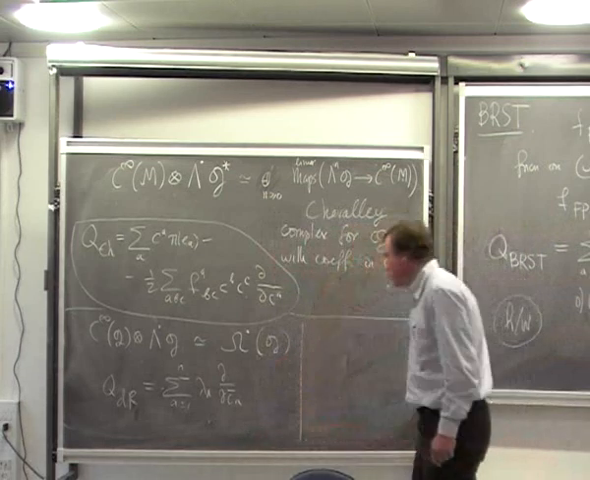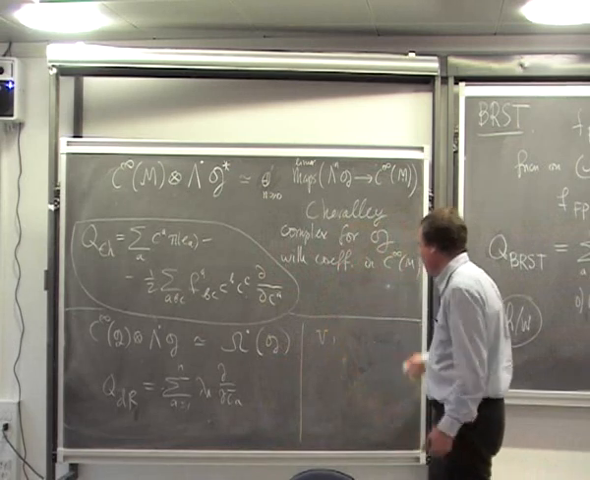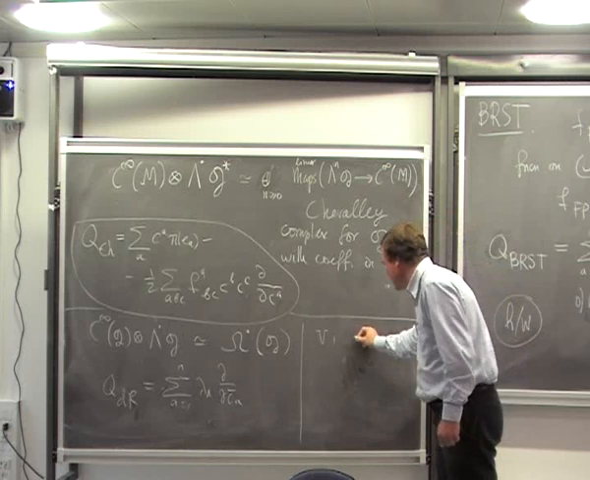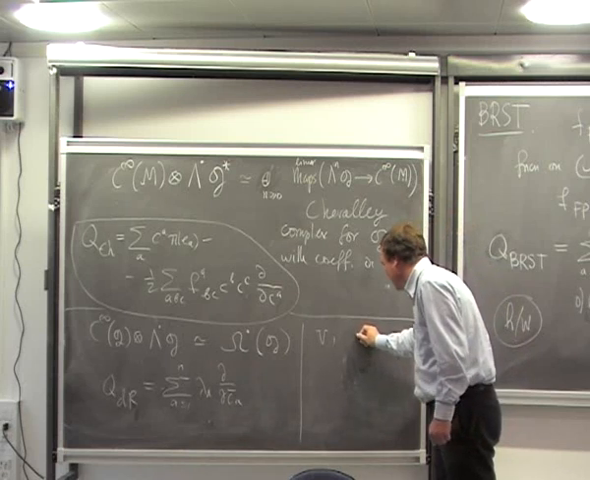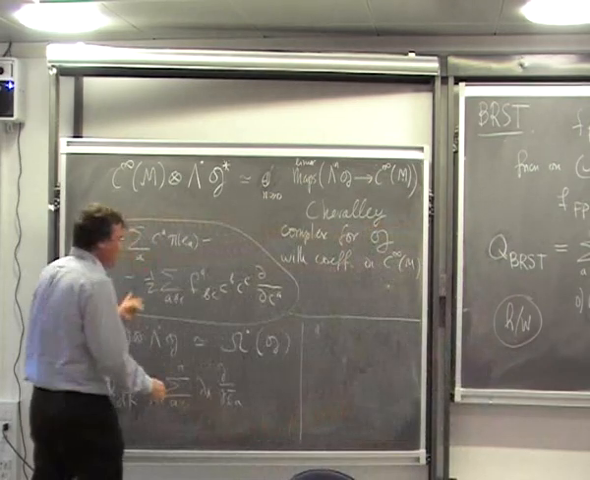But if you have a vector space V, what's the de Rham differential on this vector space? What are the forms on this vector space? Well, anyway, it's a homework exercise.